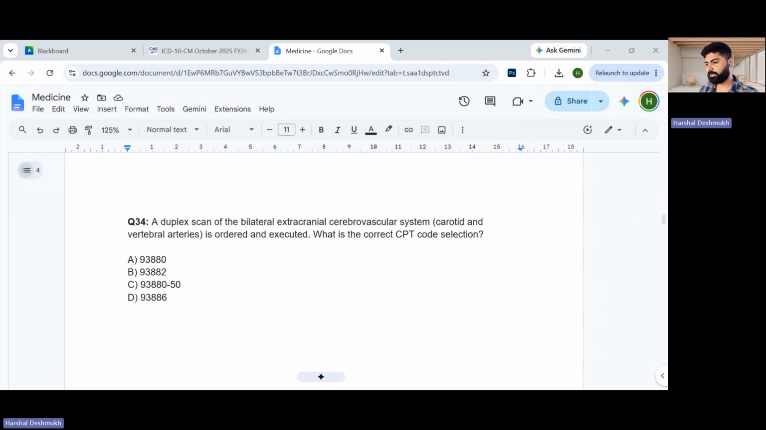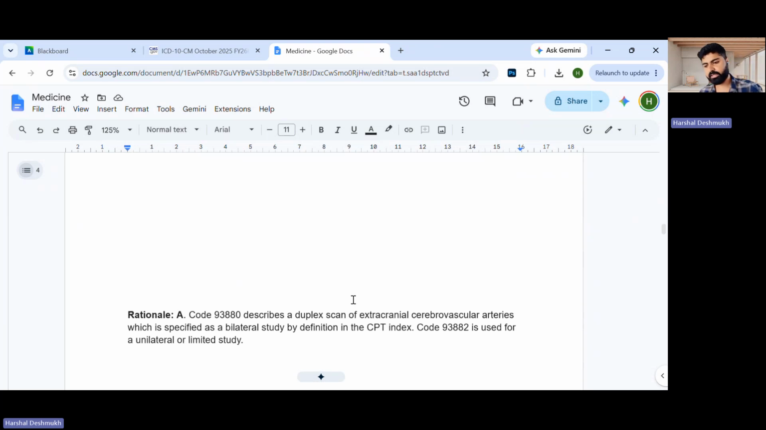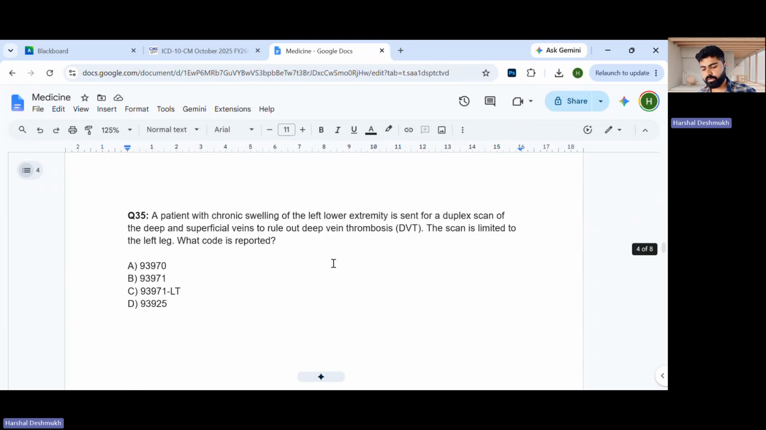All right. Time to answer the question. Question number 34. The answer is option A. It is 93880, as it describes a duplex scan of this particular extracranial artery. Moving on to the next question.